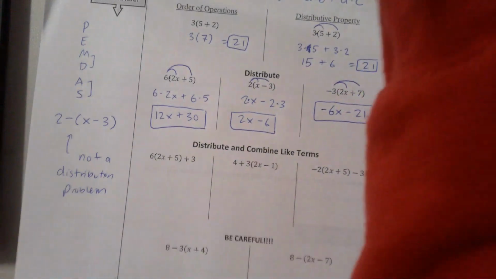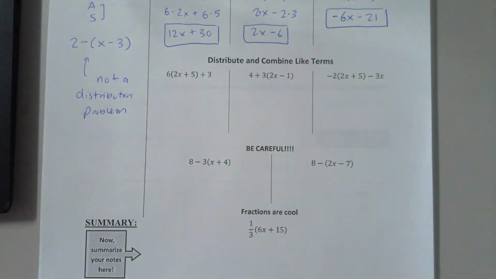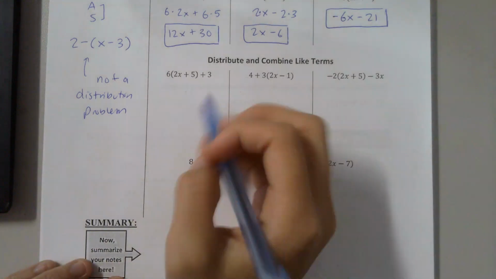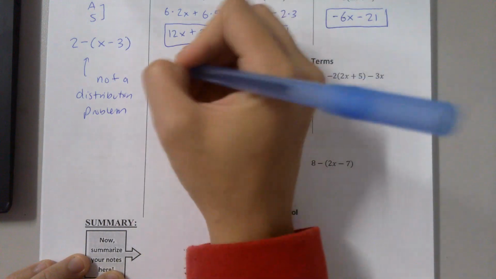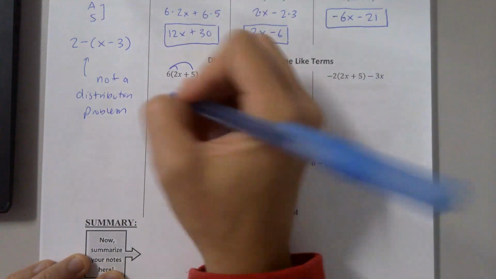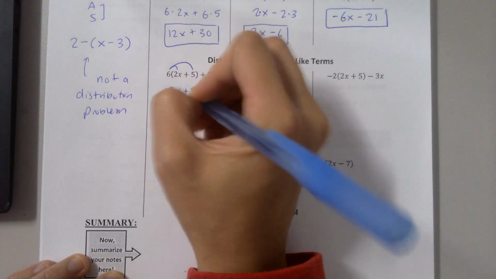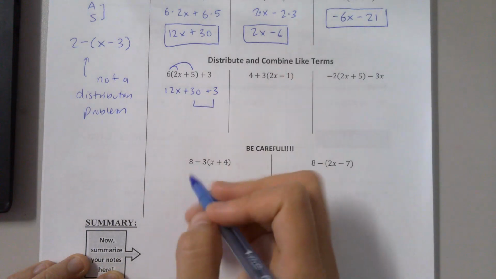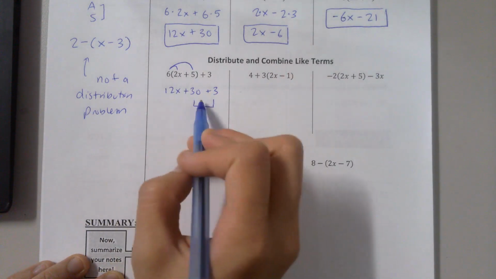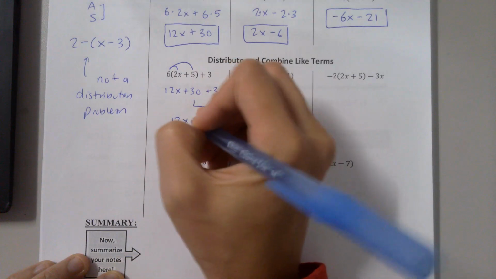Alright, next is distributing and combining like terms. So this is combining what we've learned in the past with the distribution. Hopefully it's a little bit of a review. So we have this right next to it, and you know it's a times symbol. We're going to distribute it. So we have 12x plus 30, and then this plus 3 stays there. And then we get to combine our like terms. This has an x, these don't have an x. So we have 12x plus 33.